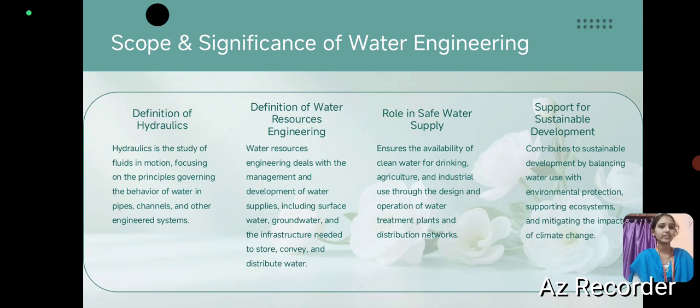Role in safe water supply. It ensures the availability of clean water for drinking, agriculture and industrial use through the design and operation of water treatment plants and distribution networks.